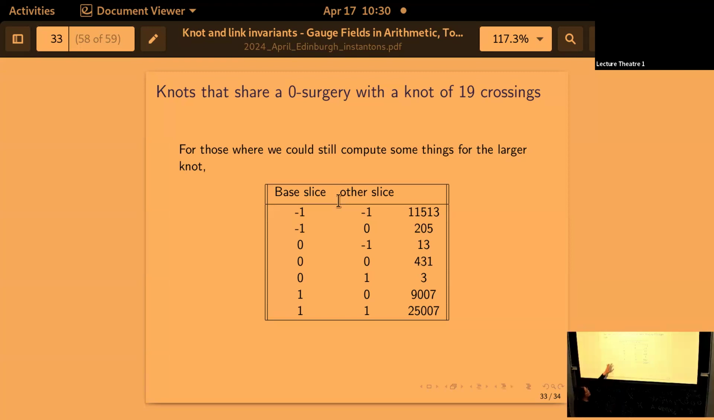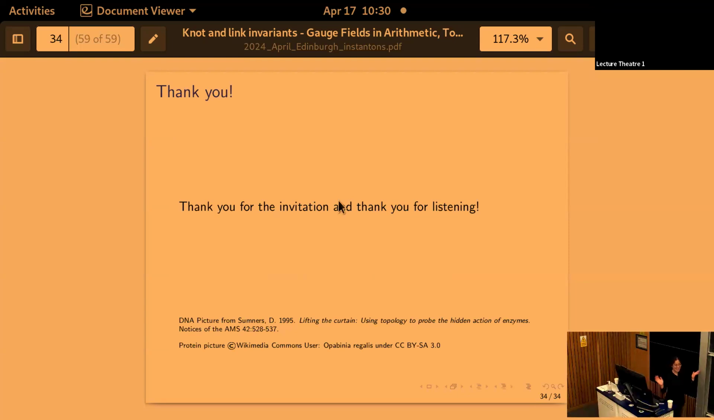For most of our knots, like 10,000 of them, we found that neither of them was slice. For 25,000 of them, we could find slice disks for both. Then, interestingly, there are a couple, these 13 and this 3 here, where we could find either an obstruction or a slice disk for the larger one, but we were not able to do so for the smaller one. And then there's a bunch where we couldn't figure out either the larger or the smaller one. So yeah, that's what I want to tell you.